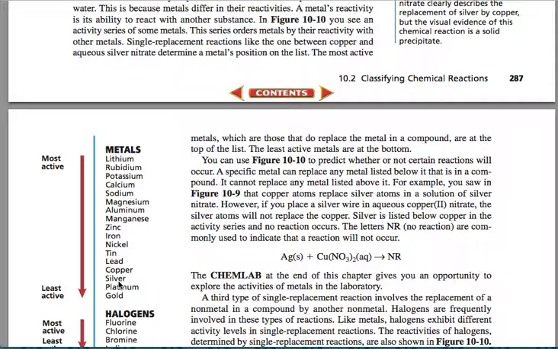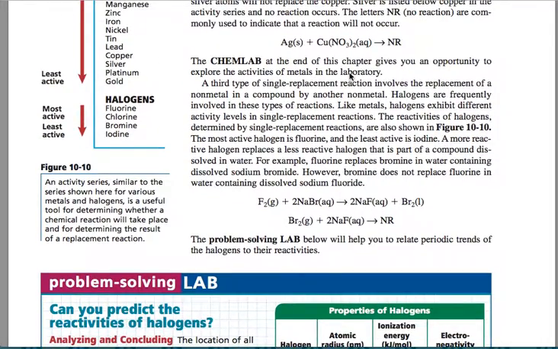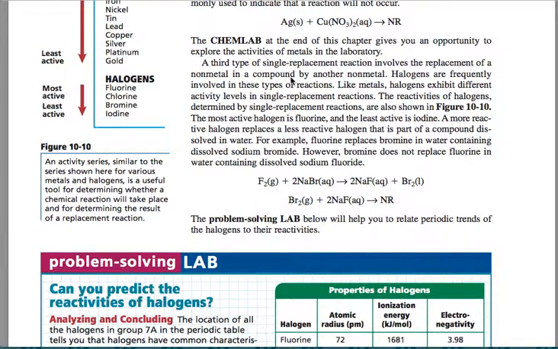The letters NR, no reaction, are commonly used to indicate that a reaction will not occur. The silver will not react with the copper nitrate in an aqueous solution. So it's no reaction, okay? So potassium would react with iron and replace it, but iron would not replace potassium, okay? The Chem Lab at the end of this chapter gives you an opportunity to explore the activities of metals in the laboratory.